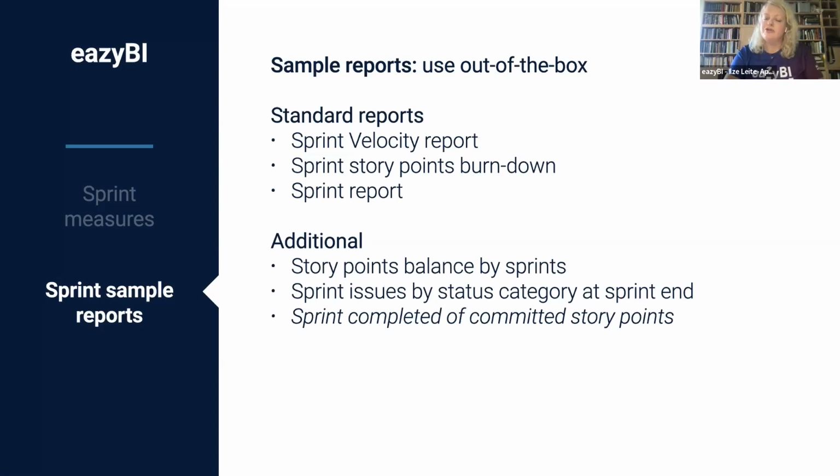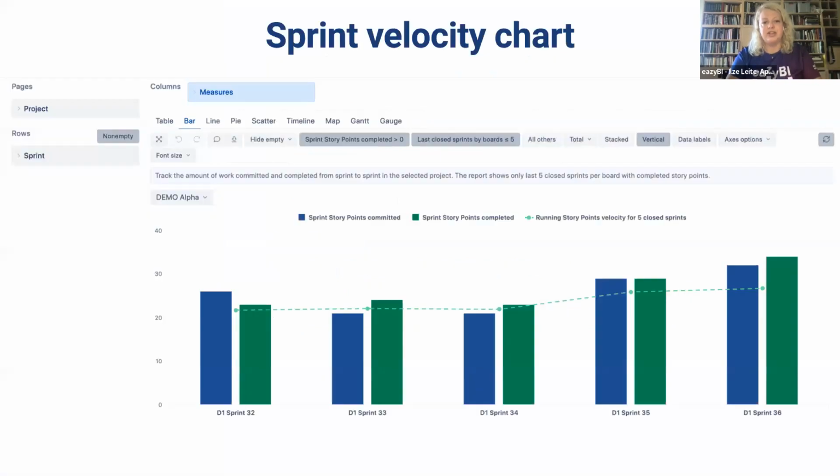Okay, let's go through those sample reports just to remind you or introduce you to them. They are available, as I said, for use out of the box. As soon as you import data from Jira Software, those reports appear in your eazyBI report library. So, sprint velocity chart.